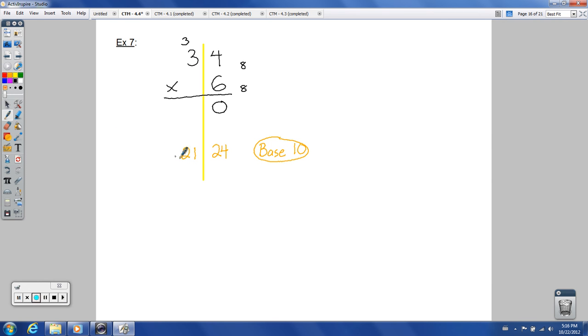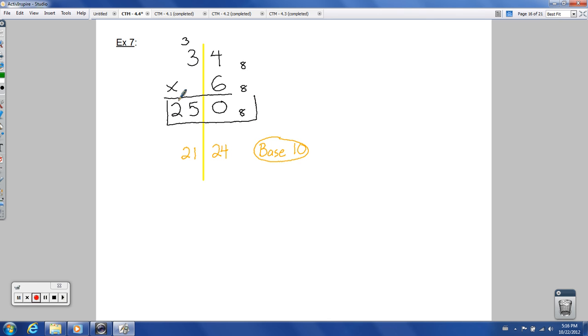But what's 21 divided by 8? Well, I know there's 2 groups of 8 in 21, and I would have 5 left over. That would be 2 with a remainder of 5. So a remainder of 5 right there, and then a 2. I would put that over here, but there's nothing else to combine it with, so I can just write down the 2 right there, and then this would be it. 250 base 8. So 34 times 6 would be 250 base 8 right there.